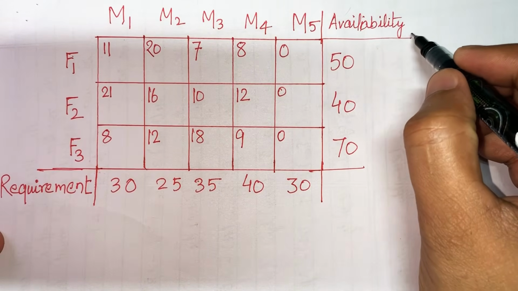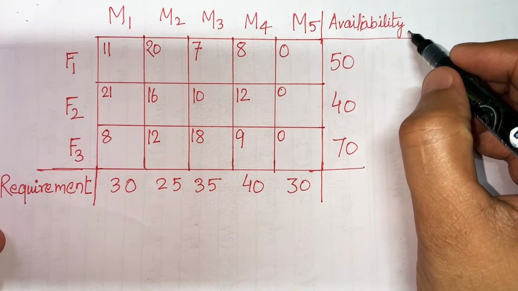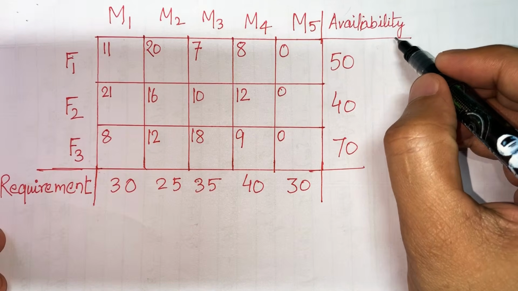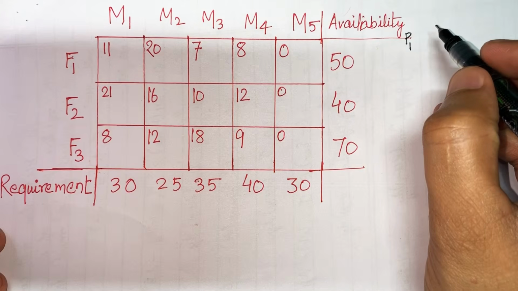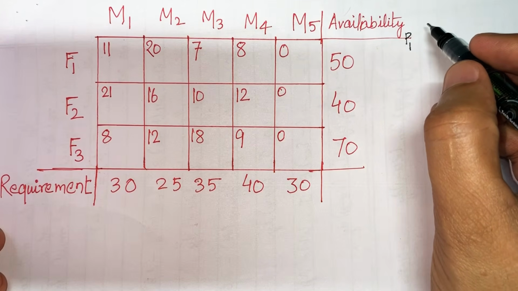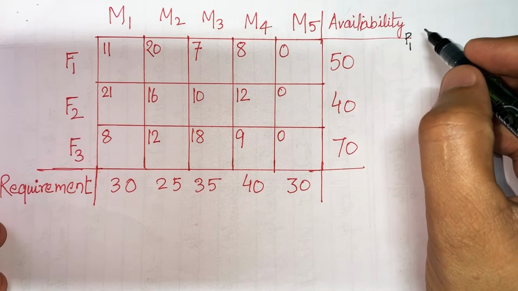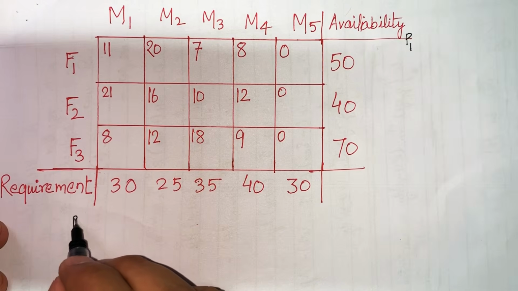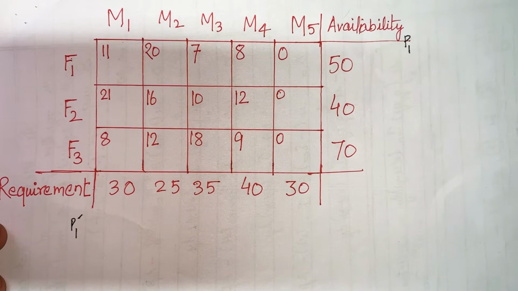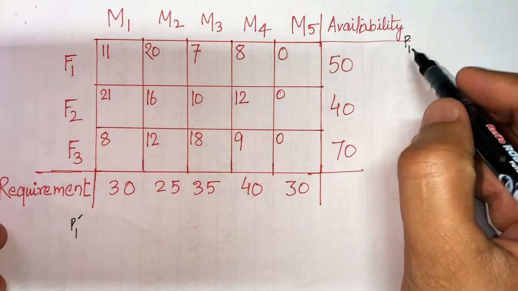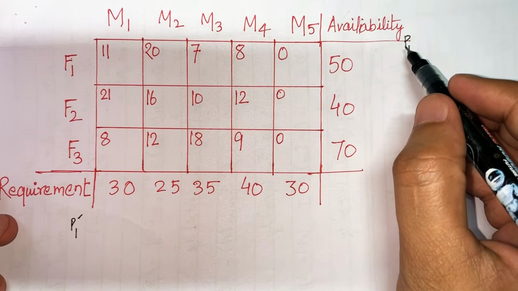So in order to start solving the problem using Vogel's approximation, I calculate row and column penalties. I'm going to call the row penalties P1, and the column penalties P1 dash. The detailed discussion can be seen in the previous video. I'm repeating it. So the penalty is calculated by finding the minimum and second minimum.